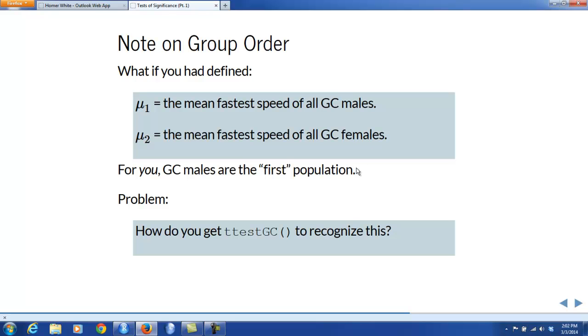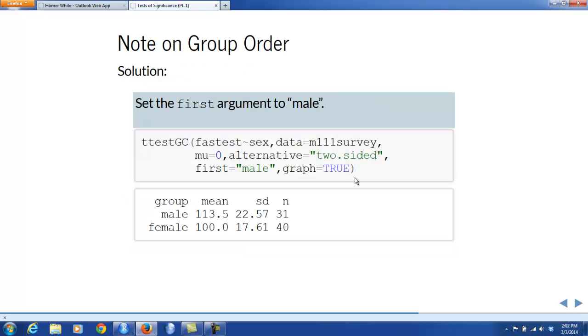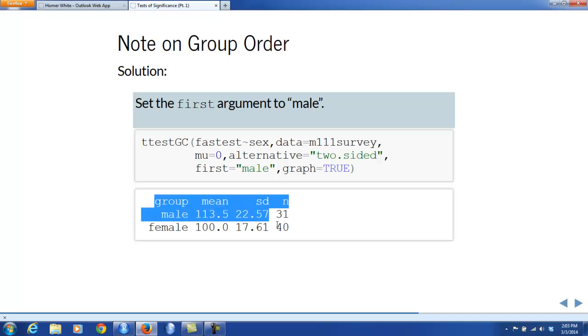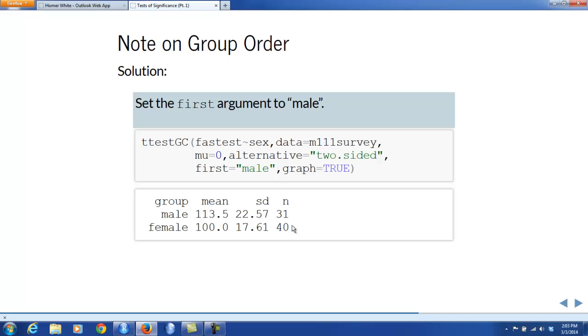For the function t-test GC, probably females would be represented as the first population because F for female comes before M for male in the alphabet. So how do you get t-test GC to recognize your choice of the first population? Well, all you have to do is take the argument first for the function and set it to male. So in the code, we have one additional argument, first equals "male", in quotes. And then, if you run this code, and you should, take a look at the descriptive results, you'll see that males now come first, and the other elements of the output are all switched around accordingly.